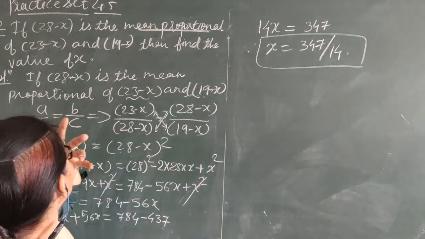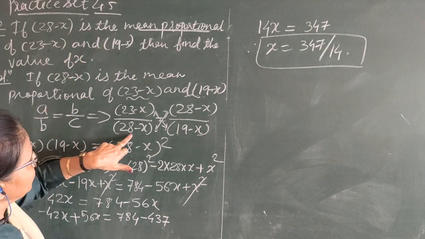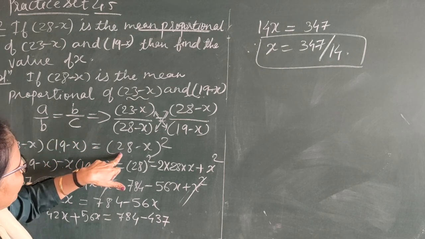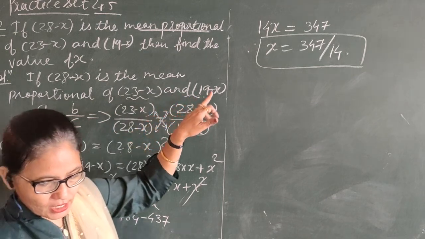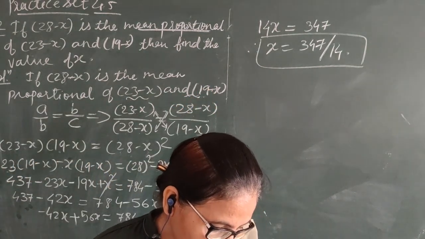So remember children, whatever the mean proportional given, it means that is your b, that is repeating, b square. Or directly also you can write that b square is equal to a into c. This is your a and this is your c. Now let's move to question number 3.